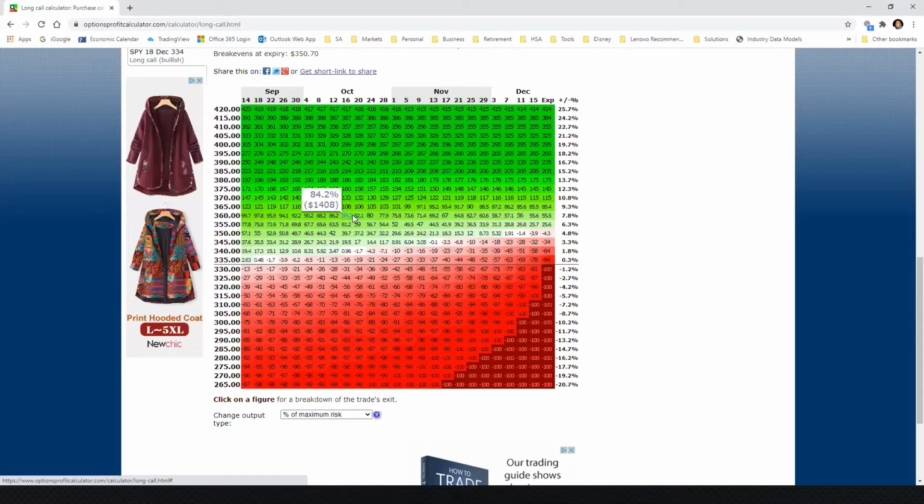So if the 334 strike price goes up to the strike price of 360 in a matter of a month, right? You made $1,408. And that is going to be 84% profit on your stock options. But if you really look at how much it actually made from 334 to 360, right?